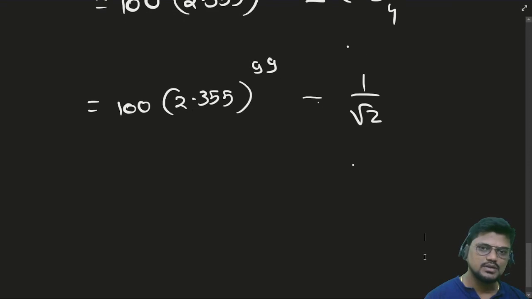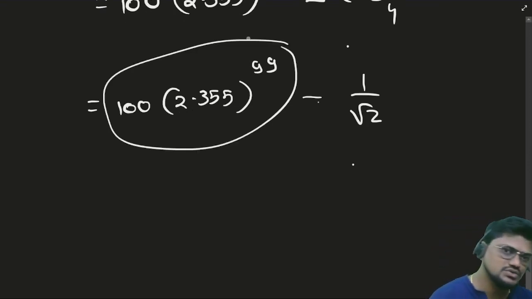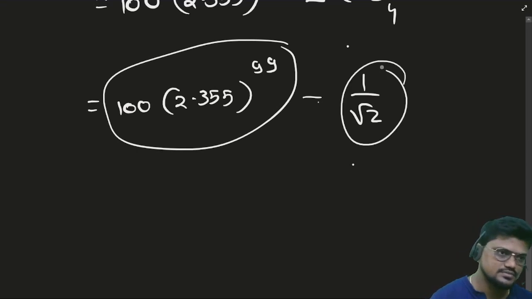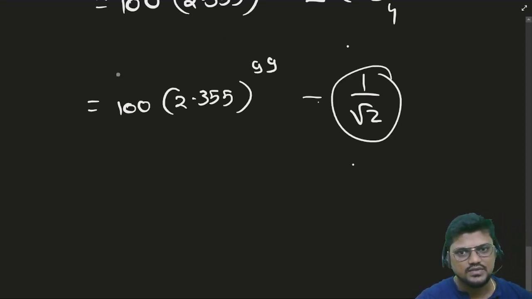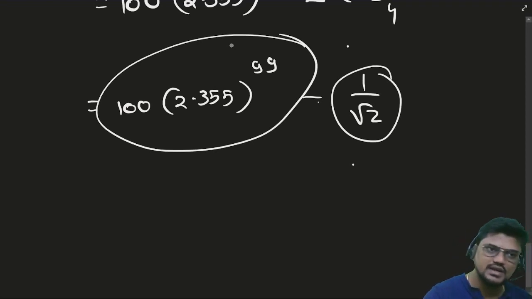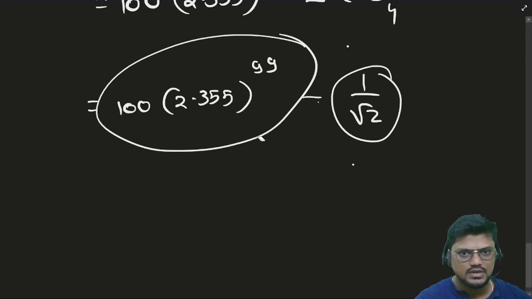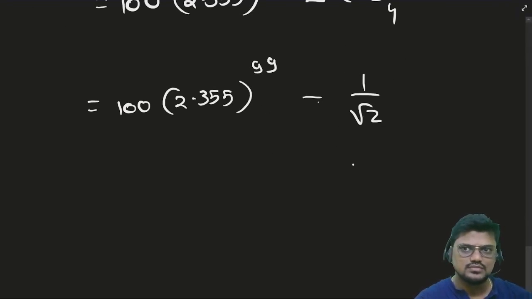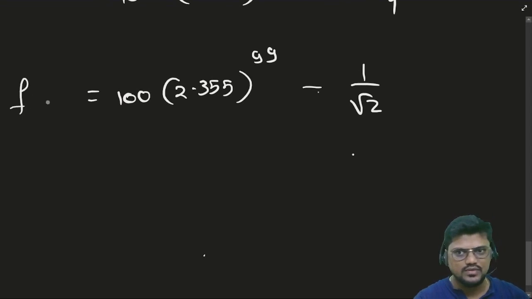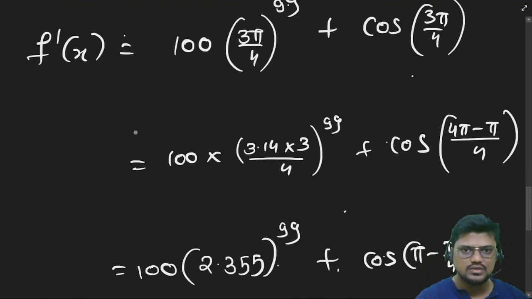Everyone said negative. But the problem is, this value will be very huge and this value is less than 1. Even if you subtract, this value will be positive only, no? This value is very small and this value is very huge. 2.3 raised to 99 is a very large value; even 2 raised to 5 comes to 32. This is a very large value and this is less than 1. So what you will get? Therefore, this is what your f dash of 3 pi by 4 is.